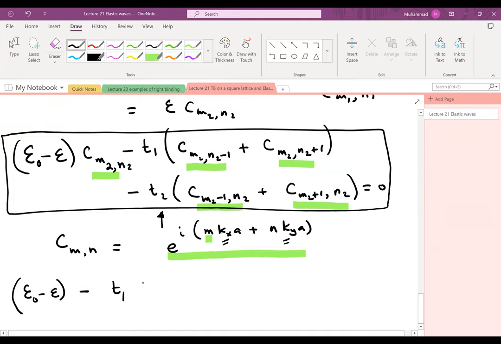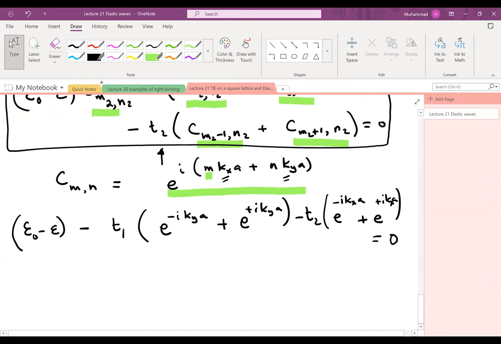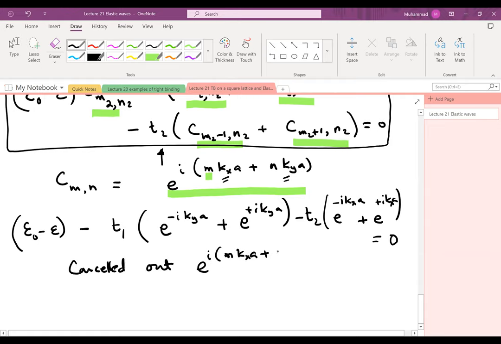minus T1, e to the minus i ky a plus e to the plus i ky a, minus T2, e to the minus i kx a plus e to the plus i kx a. This equals 0. All right, I hope you get this. So I've just cancelled out e to the i m kx a plus n ky a, actually m2 and n2, from both sides. That's what I've done over here.